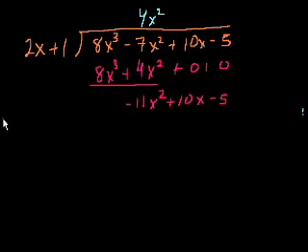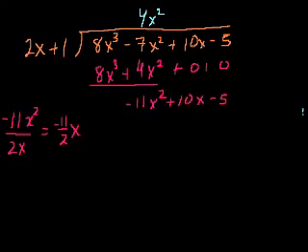So if we were to take minus 11x squared divided by 2x, that is equal to what? That is equal to minus 11 halves x, right? So 2x goes into minus 11x squared minus 11 halves x times. So we'll write that in our x place. Minus 11 halves, we could write that as 5.5, but let's write it as a fraction.